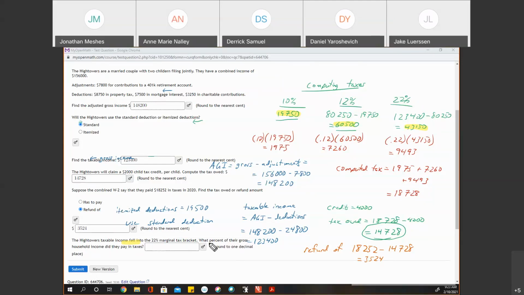Okay, so I'm going to write out the sentence. Okay, so what percent? And it says of their gross household income, but I know what their gross household income is, right? It's 156,000. So I'm going to say what percent of 156,000? Okay. All right. Did they pay in taxes? Well, I know how much money they paid in taxes, right? They paid $14,728. So what percent of 156,000 is 14,728? And the way that I turn this into a math equation, I know, what is my variable? Percent of means multiply. And then, so we're taking a percent of 156,000, is means equals, and then we have 14,728. So to solve for x, I'm going to divide.